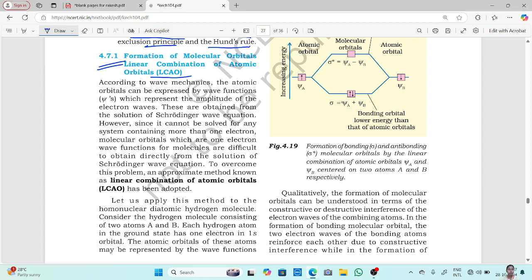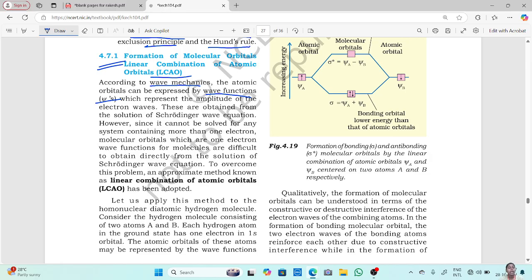Now, according to wave mechanics, the atomic orbitals can be expressed by wave function psi, which represents the amplitude of the electron waves. Now, as you know, everything, light, for that matter sound, has dual nature, right? Light has a particle nature as well as a wave nature. Here also they have compared the atomic orbitals.